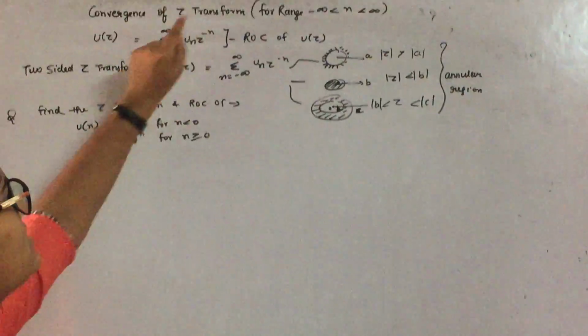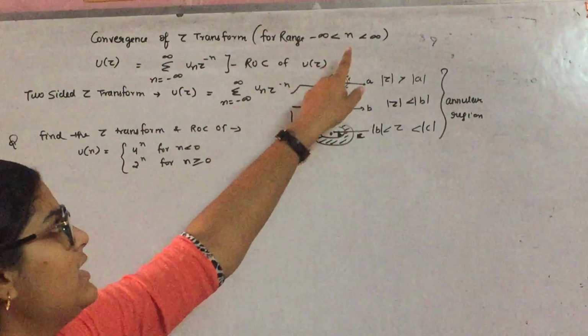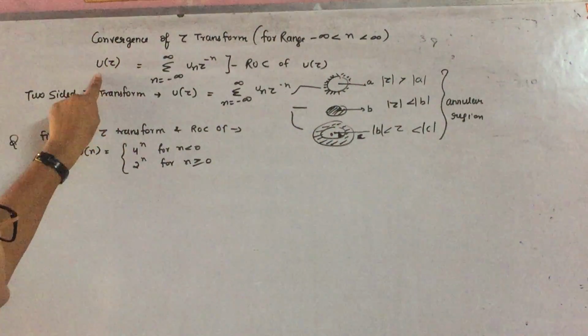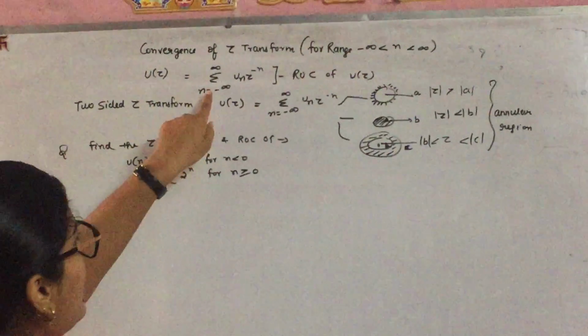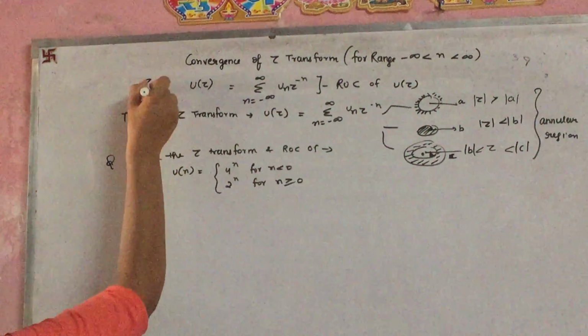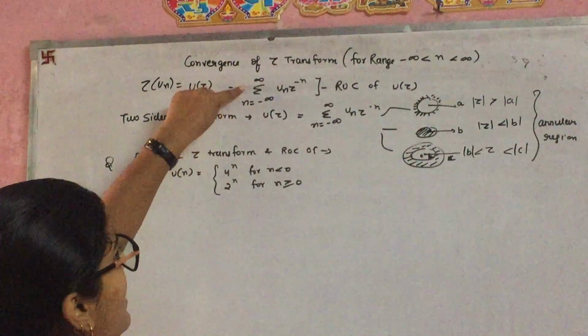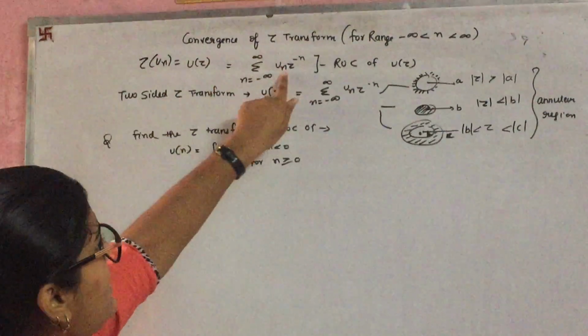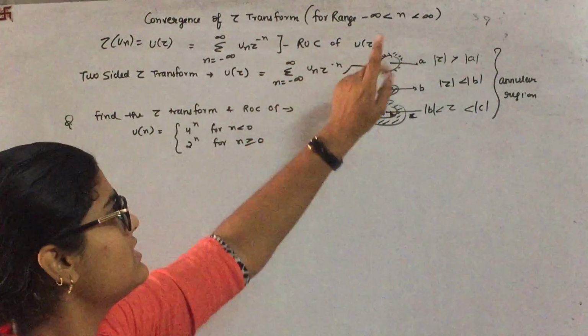The convergence of Z transform says that for a function of the whole range, minus infinity to infinity, of a discrete value, the Z transform of u(n), U(z), is given by the sigma from minus infinity to infinity of u(n) z raised to power minus n, and this is the region of convergence for U(z).